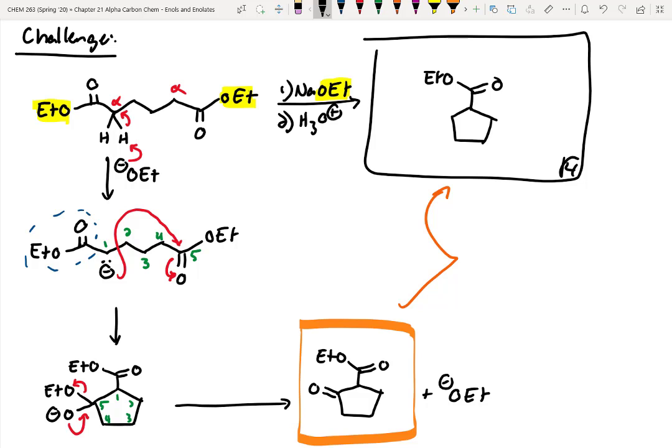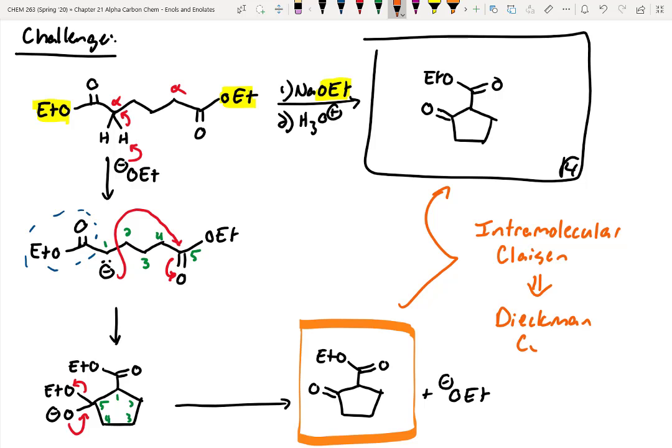These do take a little bit of patience as you work through them, but the more you practice the mechanism, the less overwhelming it is to work on these problems. This reaction is kind of unique. This is called an intramolecular reaction because it's reacting with itself. Specifically, it's an intramolecular Claisen, which also has a special name. This is called the Dieckmann Cyclization. So it's kind of a special reaction where you can form rings.